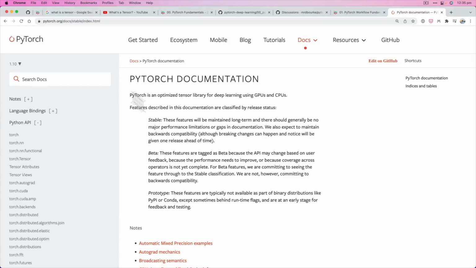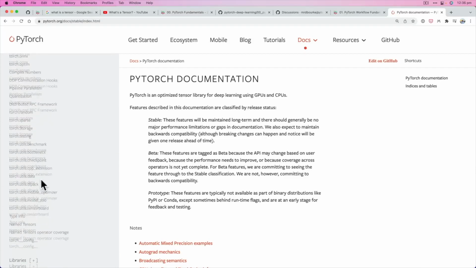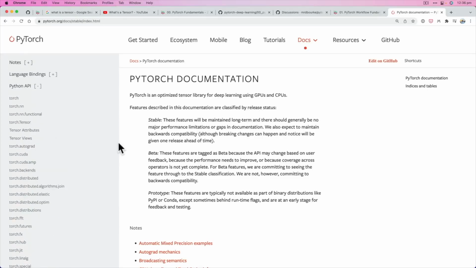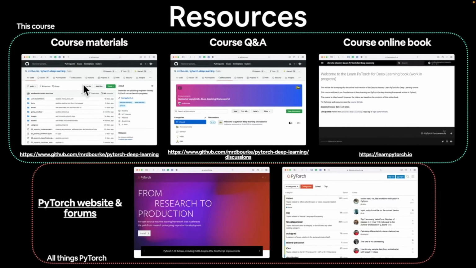So there's plenty of amazing resources here on everything to do with PyTorch. This is your home ground. And you're going to see me referring to this a lot throughout the course. So just keep these in mind. Course materials on GitHub, course discussions, learnpytorch.io. This is all for the course. And all things PyTorch specific, so not necessarily this course, but just PyTorch in general, the PyTorch website and the PyTorch forums. With that all being said, we've come so far. We've covered a lot already, but guess what time it is? Let's write some code. I'll see you in the next video.